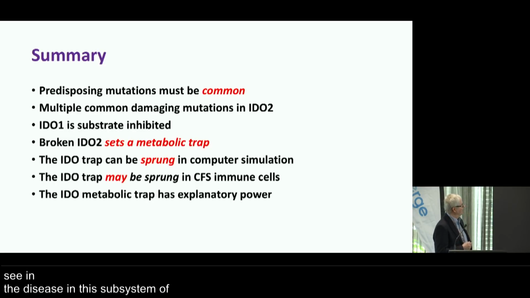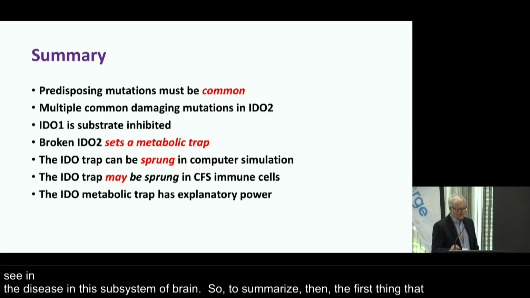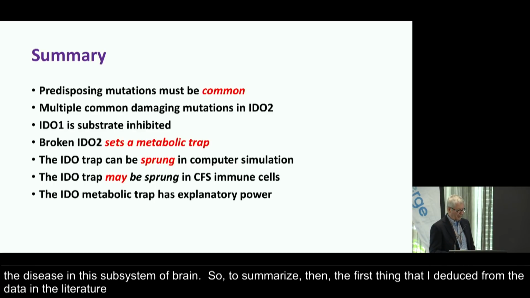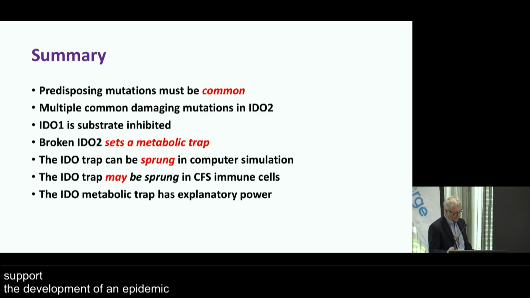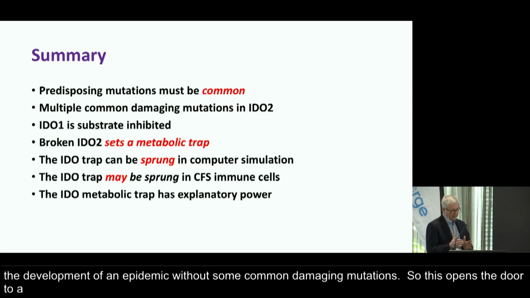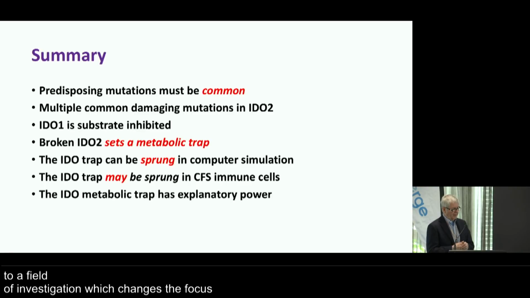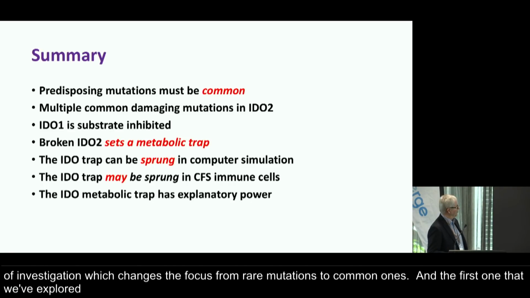So to summarize then, the first thing that I've deduced from the data in the literature is that at least some predisposing mutations must be common. We can't support the development of an epidemic without some common damaging mutations. And so this opens the door to a field of investigation which changes the focus from rare mutations to common ones. And the first one that we've explored is common damaging mutations in IDO2.